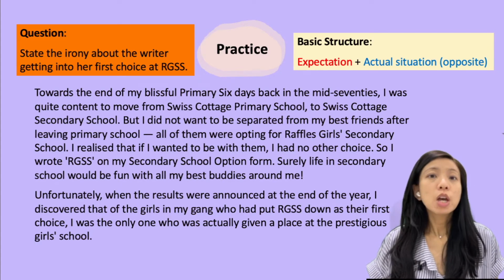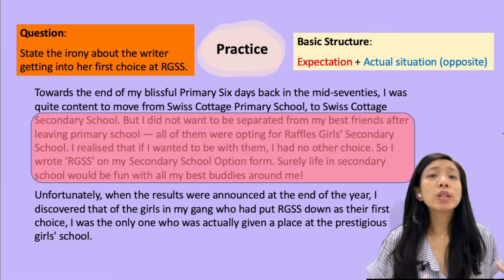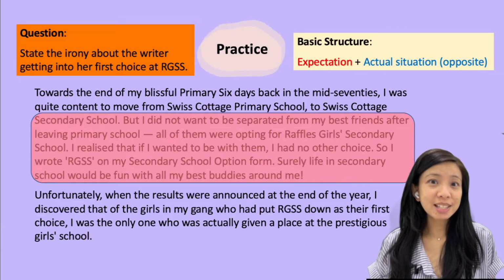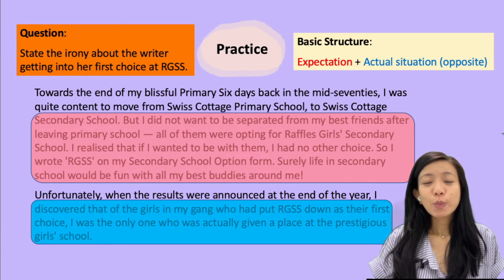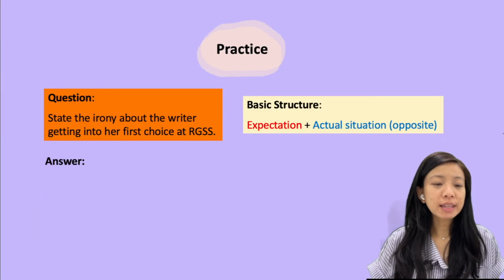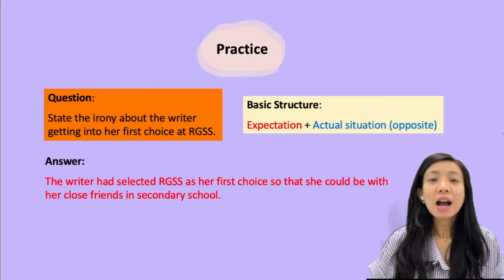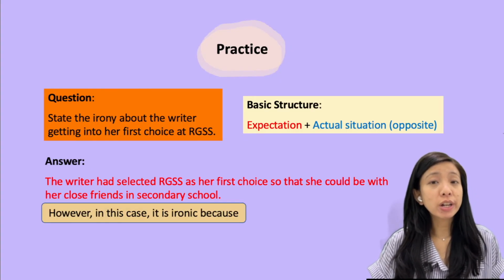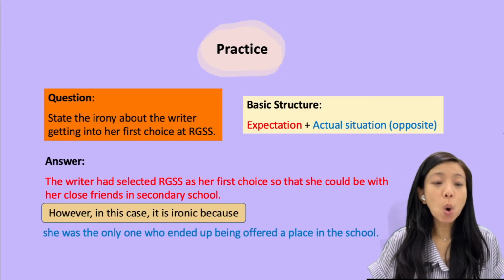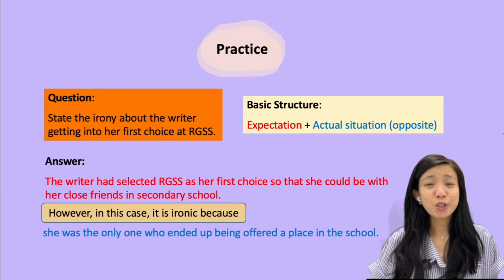Okay, I hope you've done that. So let's identify the expectation first. So the expectation is that this writer will be going to RGSS with her best buddies. However, in the second paragraph, we learn that she is the only one who went to RGSS. Okay, so let's see how we can craft our answer. So my answer is like this. The writer had selected RGSS as her first choice so that she could be with her close friends in secondary school. However, in this case, it is ironic because she was the only one who ended up being offered a place in the school. That is so unfortunate, isn't it?